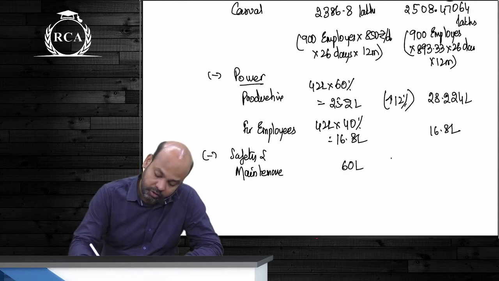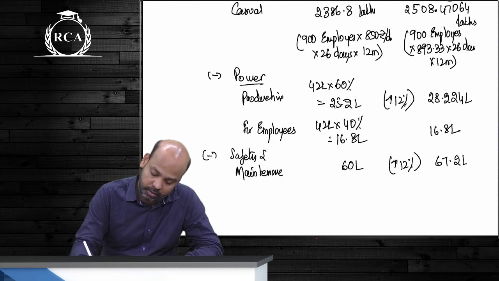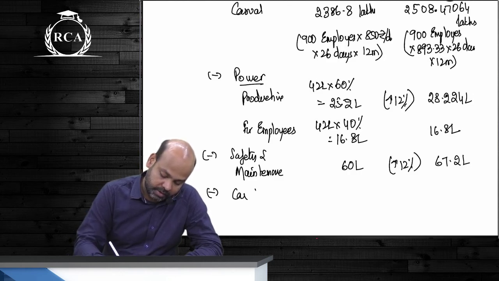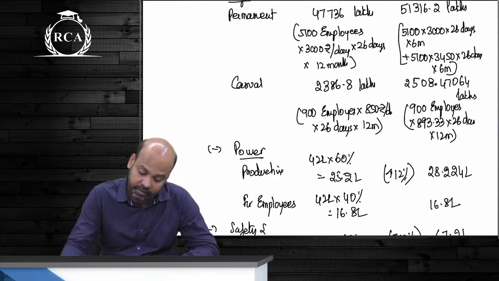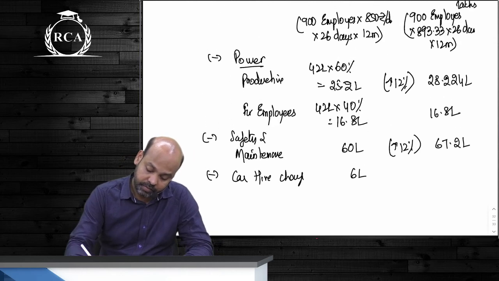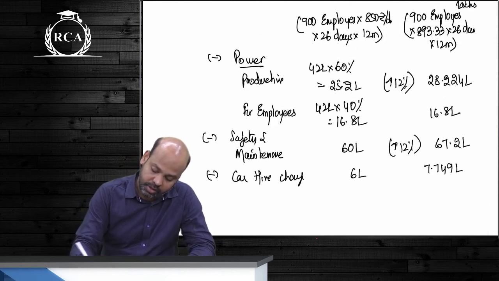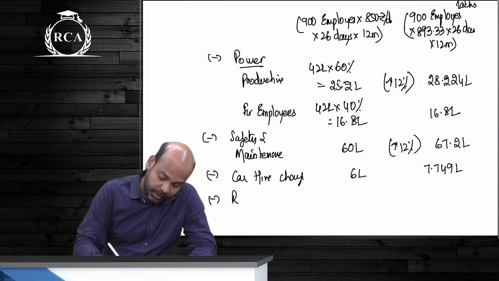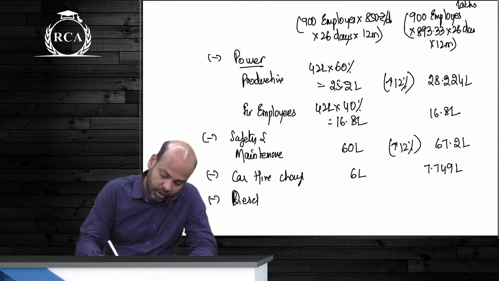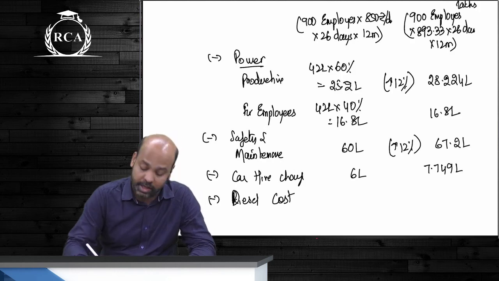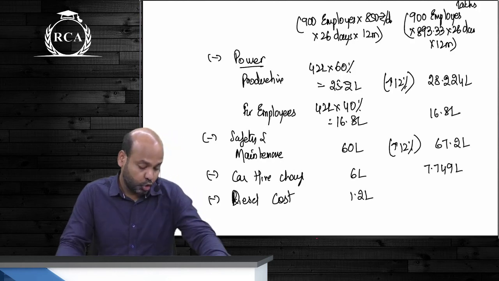60 lakhs. This should also increase by 67 point. Next, car hire charges. We already wrote, beta. Here it is 6 lakhs. Here it is 774.9 lakhs. But you still have to write diesel cost in the first case. Do not forget that, because that is not included in car hire charges. 1.2 lakhs.